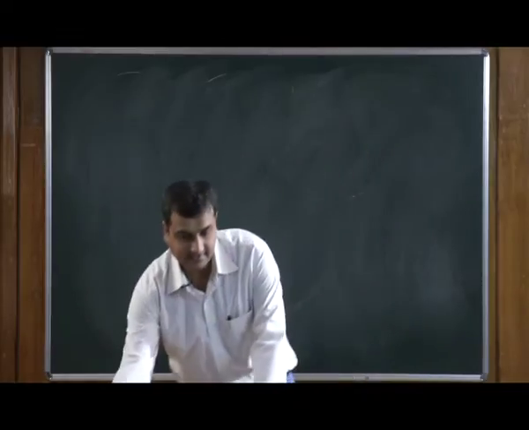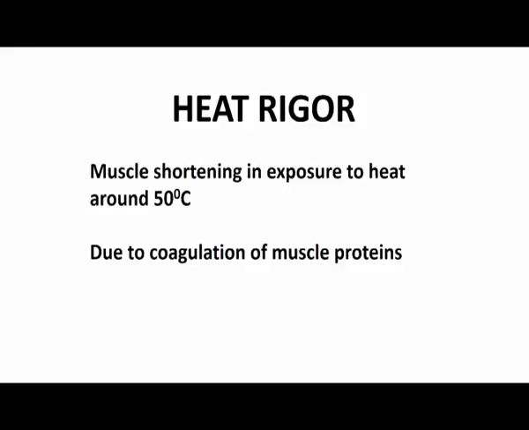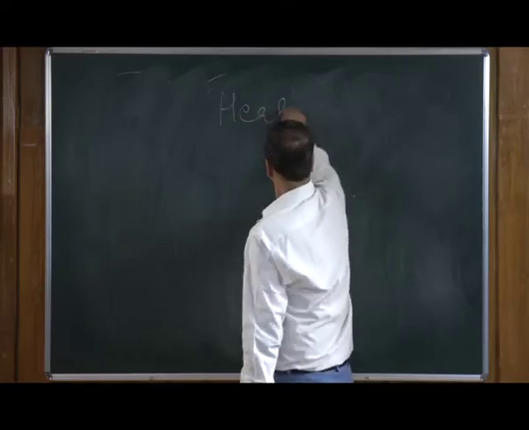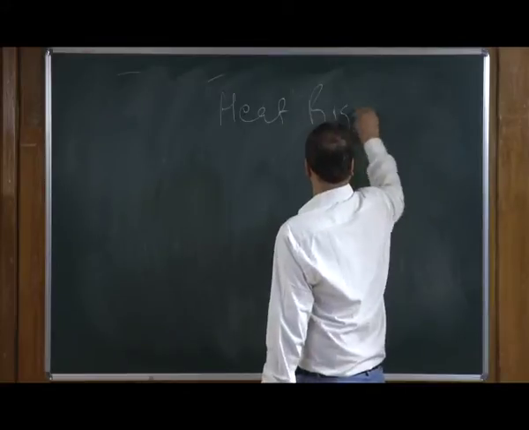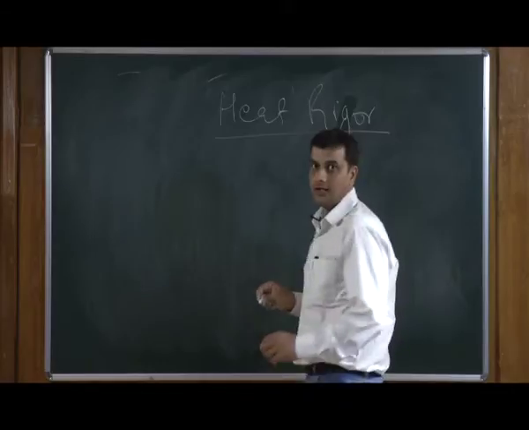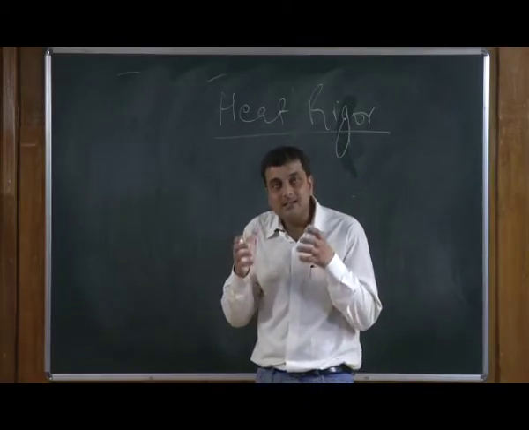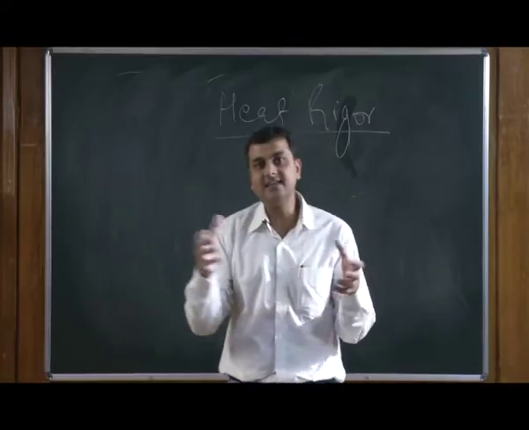The next in the slide is called heat rigor. If you look into the slide, the definition says muscle shortening in exposure to high heat condition, approximately about 50 degrees centigrade. Heat rigor is nothing but the kind of shortening of the muscle fiber in high heat condition.